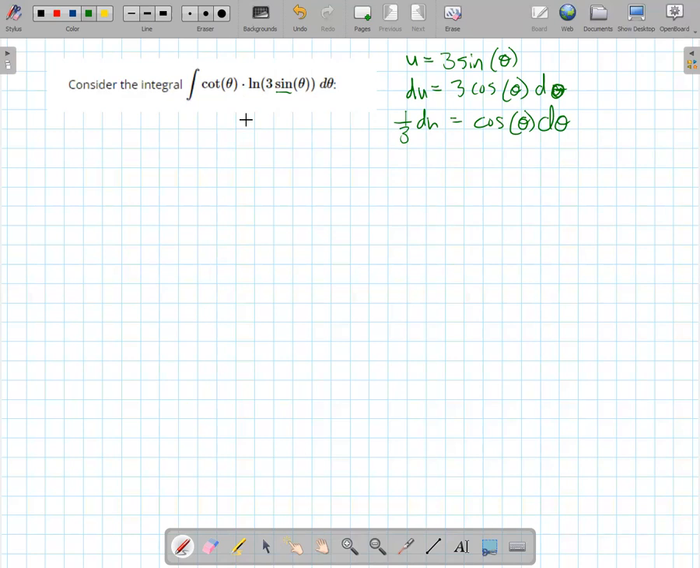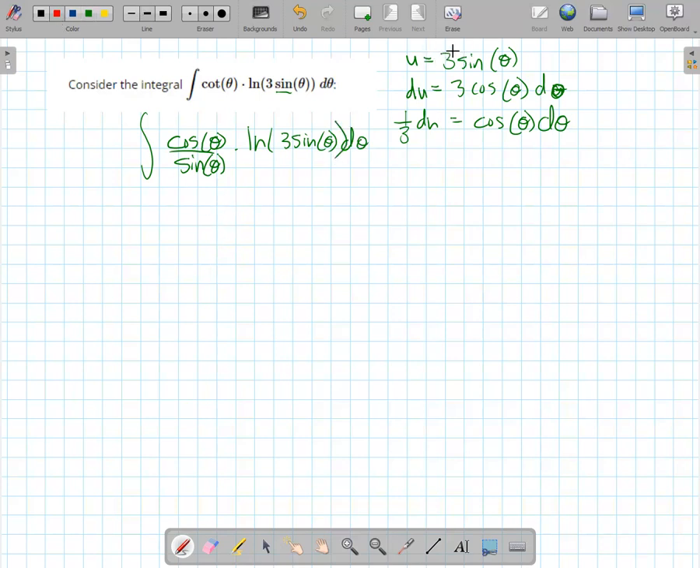Well, when we were playing around in Calc 1, I said, well, sometimes it's good to rewrite things like cotangent as sines and cosines. So I'm going to try that here. Tangent is sine over cosine, so cotangent is cosine over sine. So this would be cosine over the sine times the natural log of 3 sine theta, d theta, parentheses. So now what's looking good?